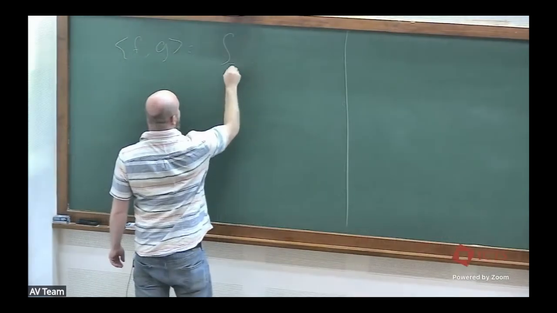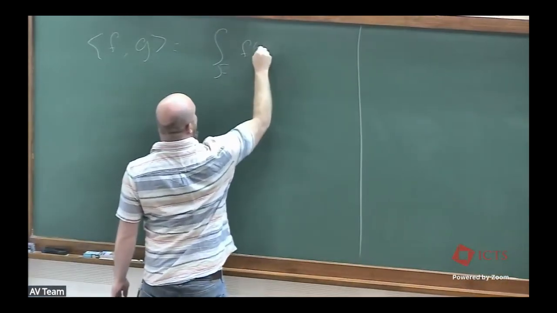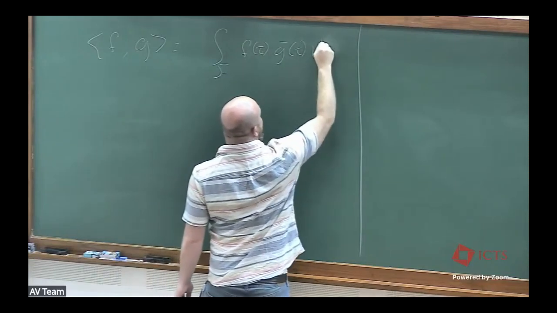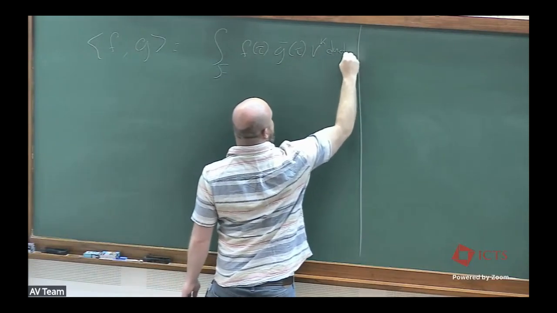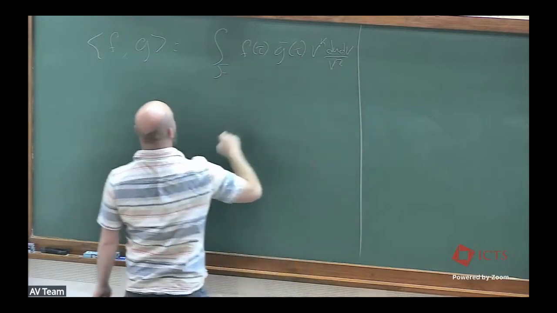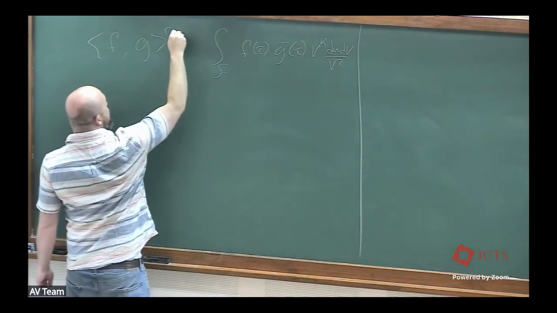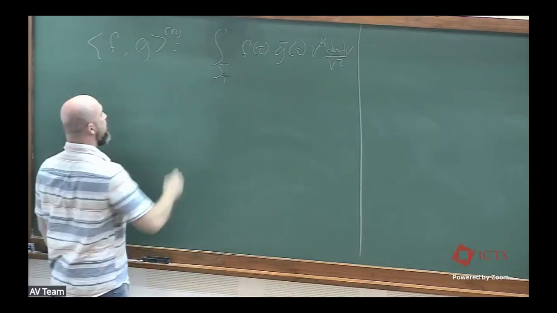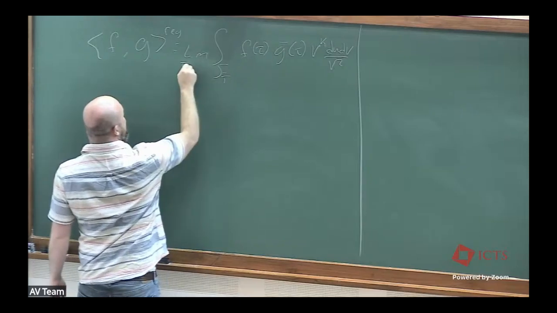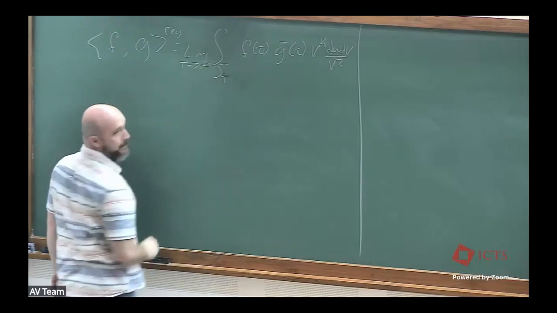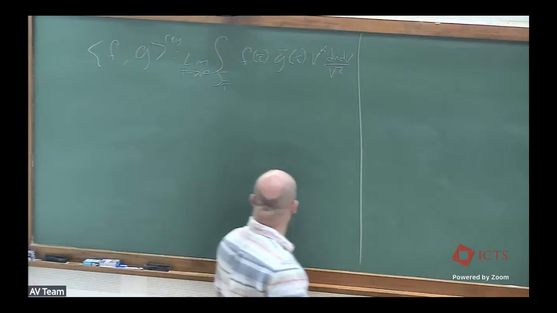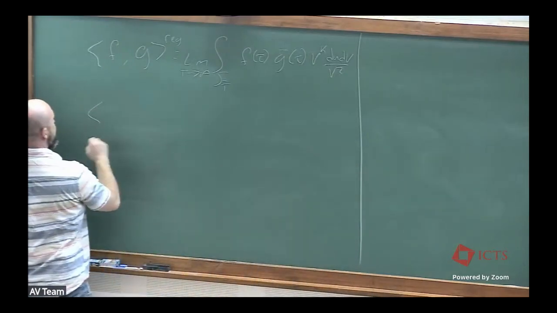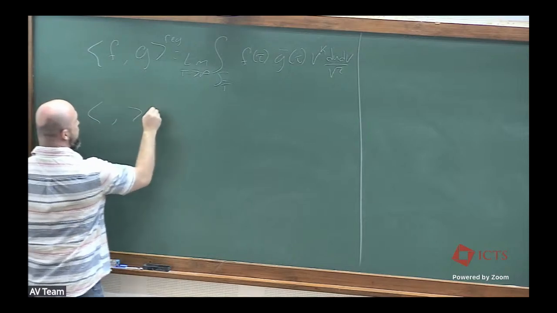This integral over the fundamental domain of f of tau, g bar of tau, v to the k, du dv divided by v squared. And if we want to regularize this, we'll just truncate our fundamental domain at a height t, and we take the limit as t goes to infinity. Okay. So this is our regularized inner product.